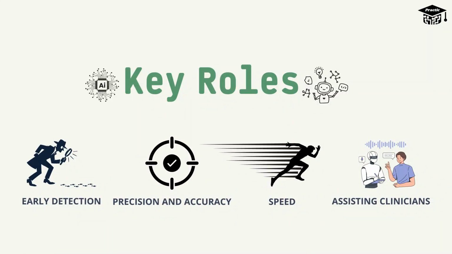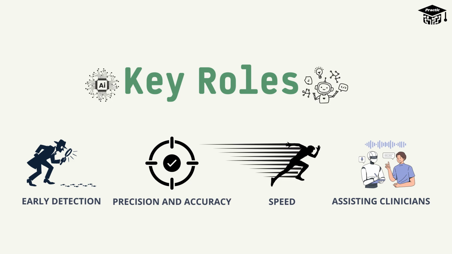1. Early detection. AI can detect diseases at an early stage, often before symptoms become apparent, by analyzing subtle changes in medical images or patient data. 2. Precision and accuracy. AI algorithms can achieve high accuracy in diagnosing diseases by reducing human error and standardizing interpretations across different healthcare providers.